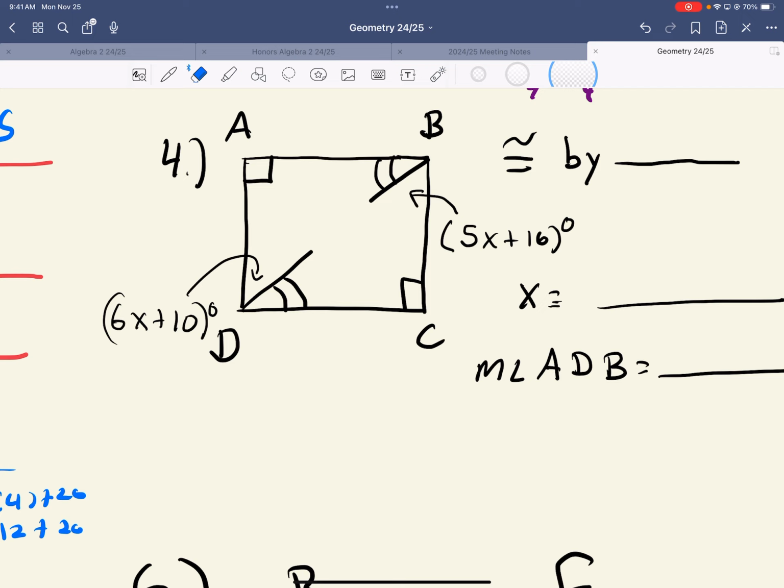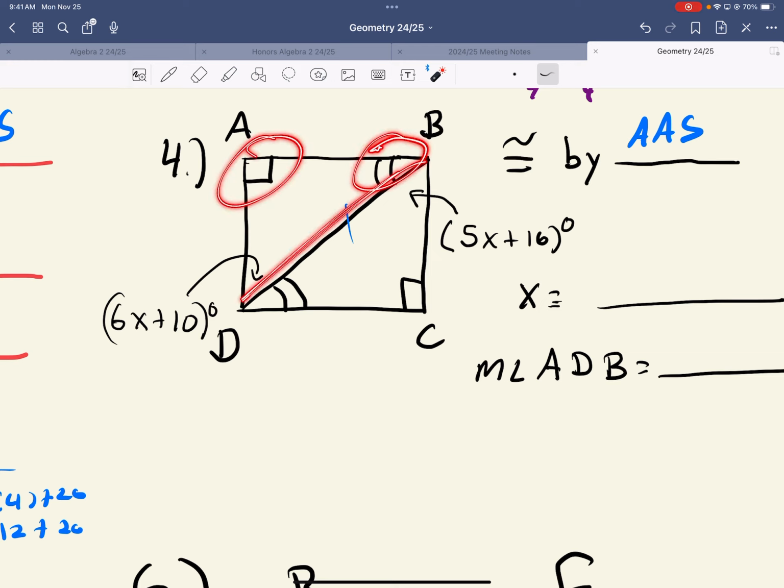So I can put a tick mark there. So I've got two angles and a side, it looks like. Those are 90 and 90. So we should have angle, angle, side. We've got this angle, and then that side's not included. This angle, that side's not included. So angle, angle, side.